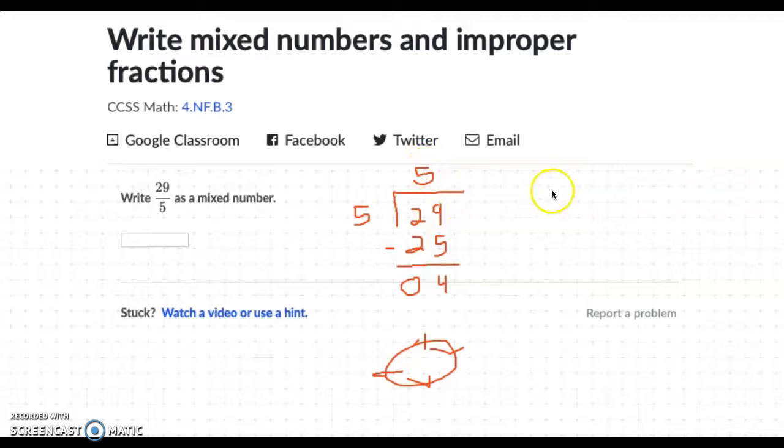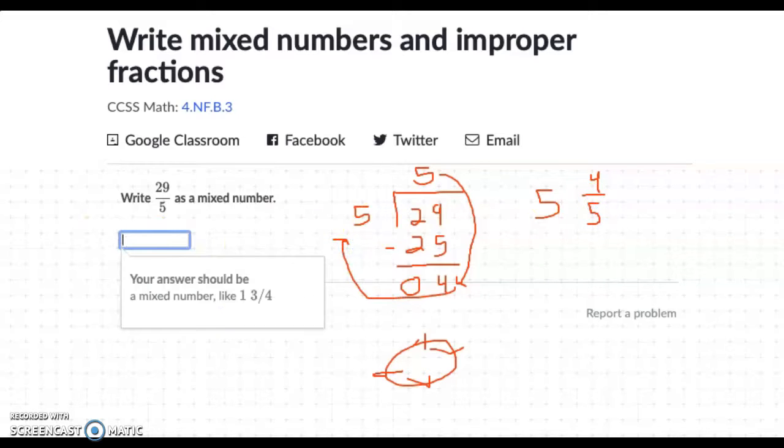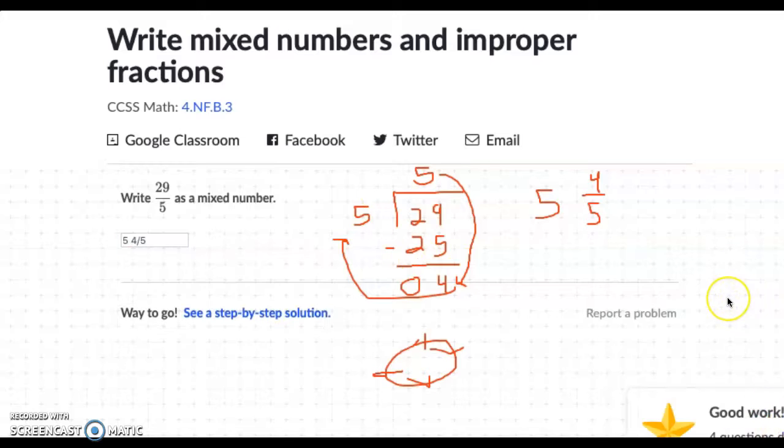So 5, remember, 5 and 4 fifths. So I'll type that in. 5 and 4 fifths. Yay, we got it right.